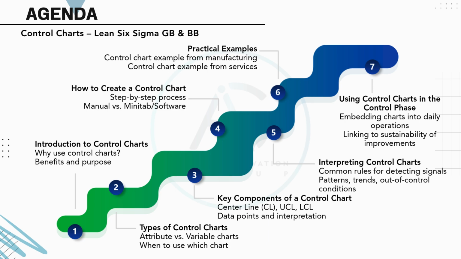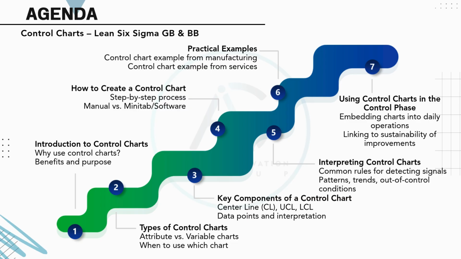In the control phase of Six Sigma, control charts are used to embed monitoring into daily operations. They help ensure improvements are not just one-time fixes, but sustainable over time. Finally, here's how to create a control chart. Follow a step-by-step process. Collect data, calculate limits, and plot results. While this can be done manually, tools like Minitab make it faster, more accurate, and easier to interpret. This gives you a full overview of how control charts can be practically applied to ensure quality and process stability in any environment.